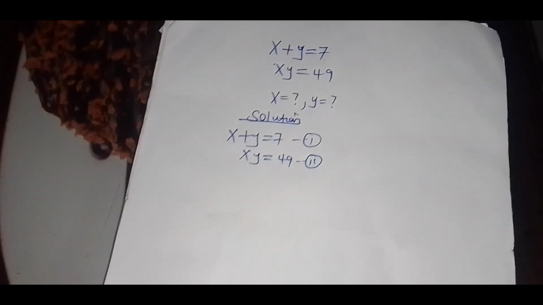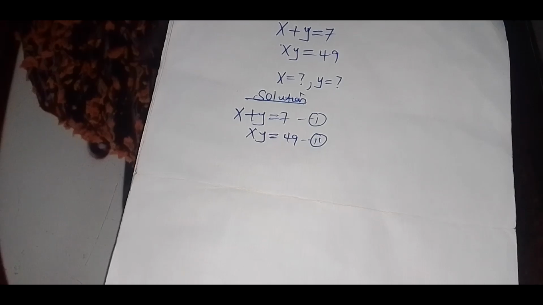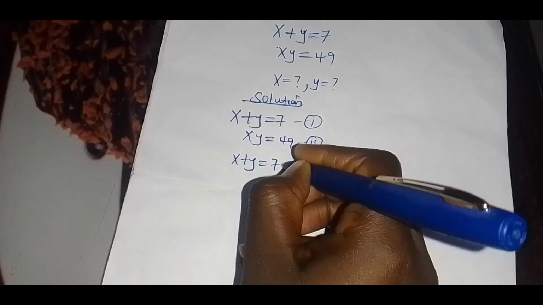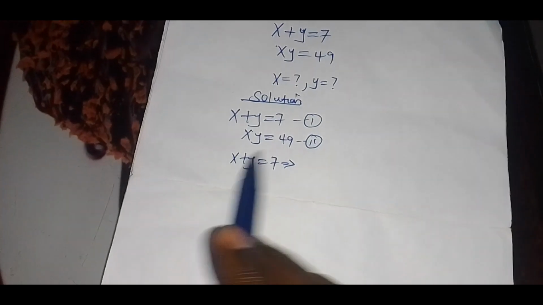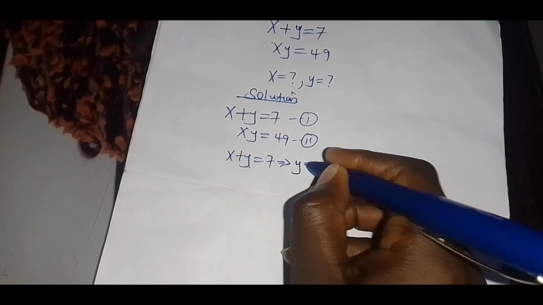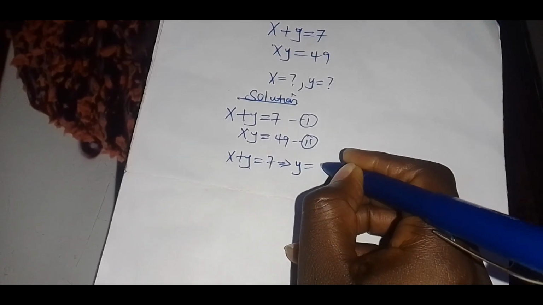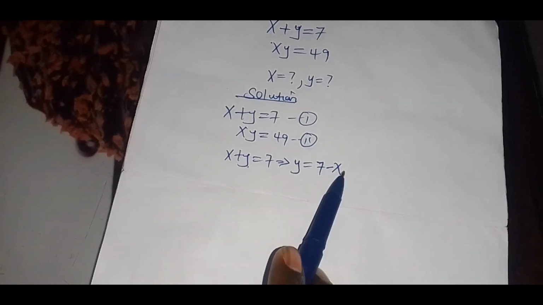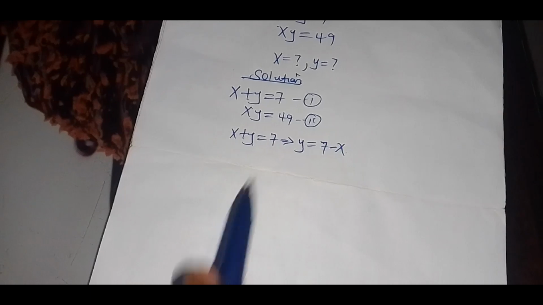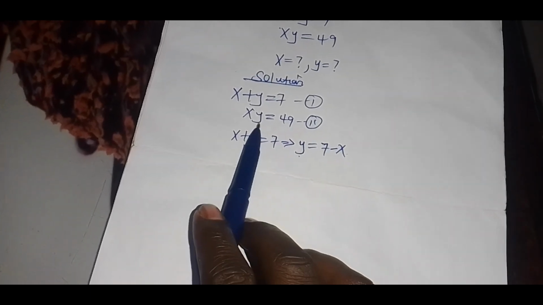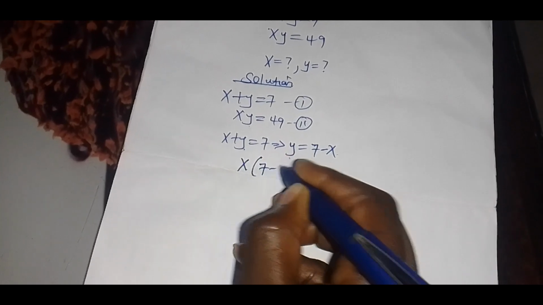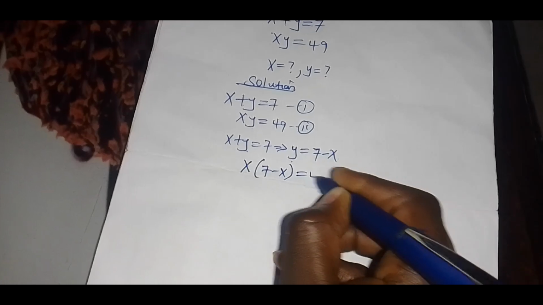So now using the first equation, x plus y is equal to 7, we can make y the subject of the formula, so that y is equal to 7 minus x. Now if you substitute y in the second equation, we're going to have x multiplied by 7 minus x, which is equal to 49.